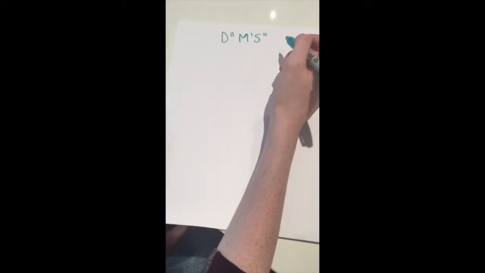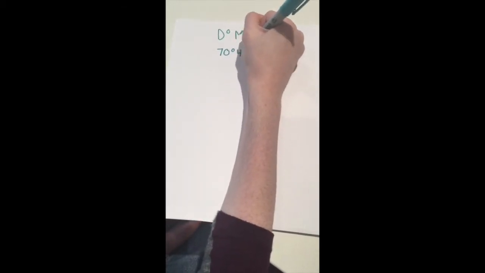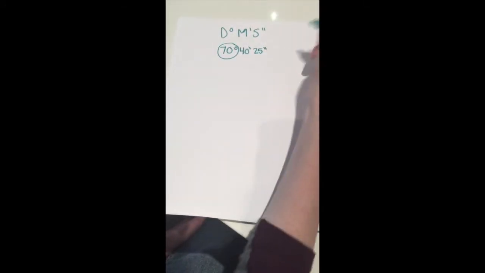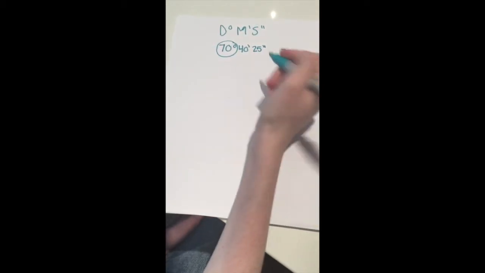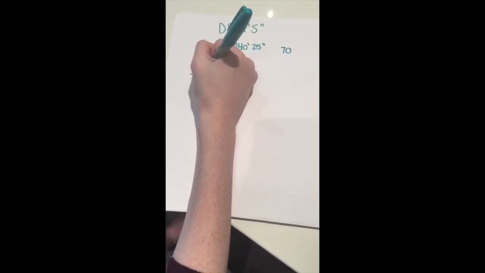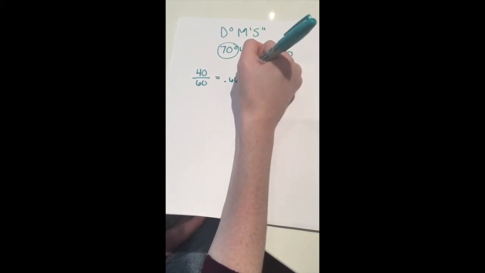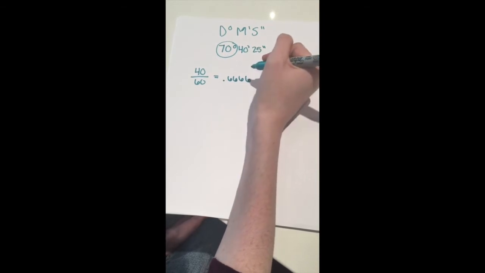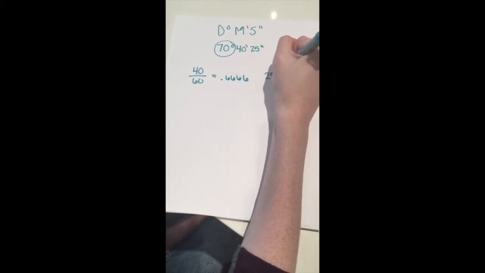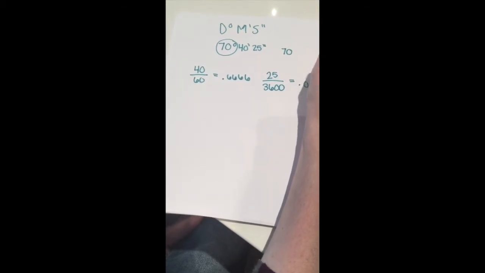Now we will be converting degrees, minutes, and seconds back into degrees. Our example we are going to use is 70 degrees, 40 minutes, and 25 seconds. Now, like before, we're going to use the 70 degrees as our whole number, so we're just going to put that over here. However, now we're going to use our 40 minutes and divide it by 60. So when you get that, you get 0.6666, and then you're going to do the same thing with the 25 seconds, but you're going to divide it by 3600, which then you get 0.007.